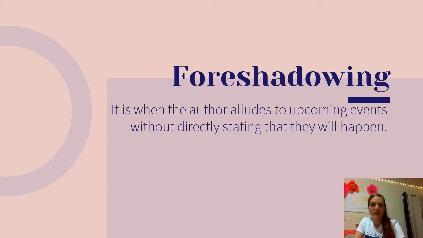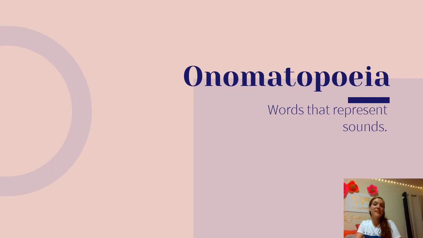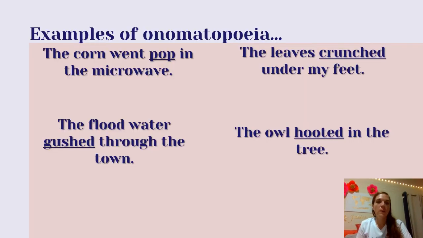And another one is onomatopoeia. Okay, say that one. Onomatopoeia. It's just words that represent sounds. What do I mean by that? Boom, or words that really describe sounds. I'm going to show it to you. Paint that picture in your mind again. The corn went pop in the microwave. Popcorn. The corn went pop in the microwave, and you can already picture it in your mind. Pop, pop, pop.